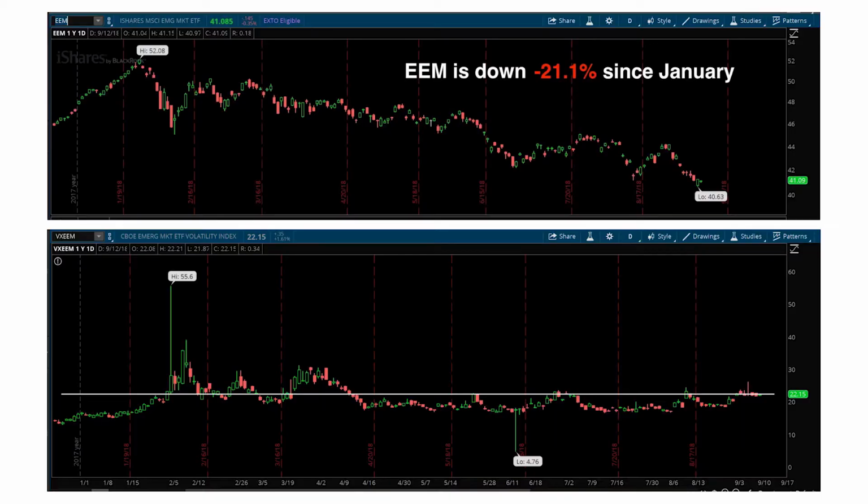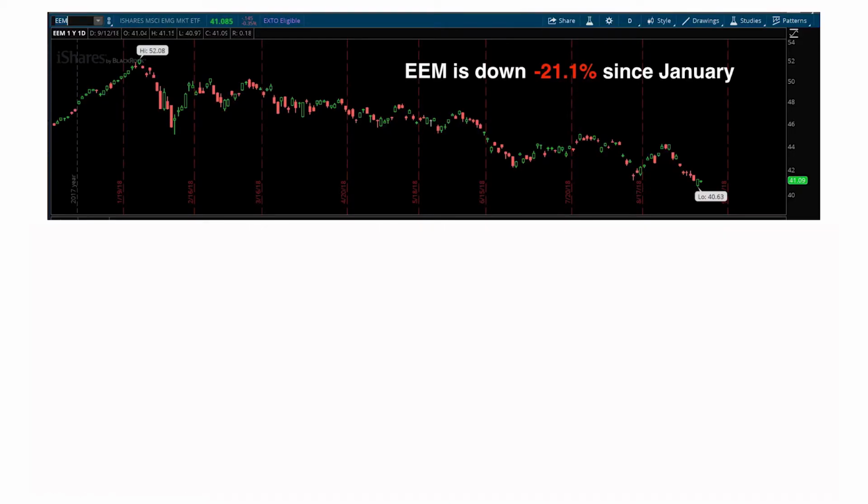So let me set this up the same way I did for everyone else. In this top section, we're looking at the iShares MSCI Emerging Markets ETF that goes by the ticker symbol EEM. And you can see that the EEM is down over 21% since its high in January of 2018. If we go by the rudimentary minus 20% rule, this qualifies as bear market territory, so it's been pretty ugly so far this year.